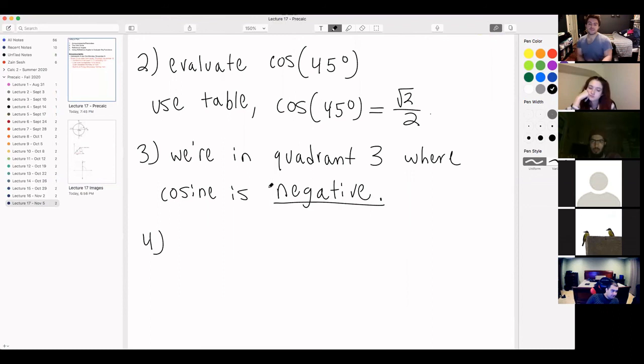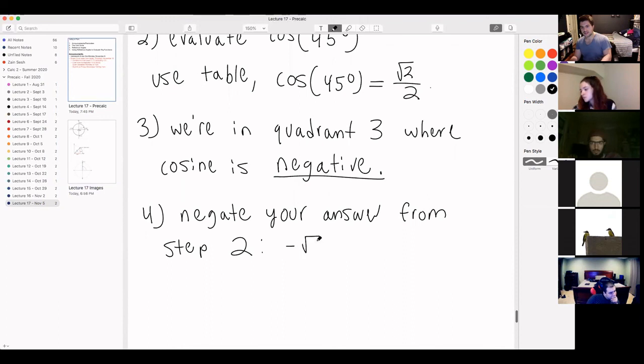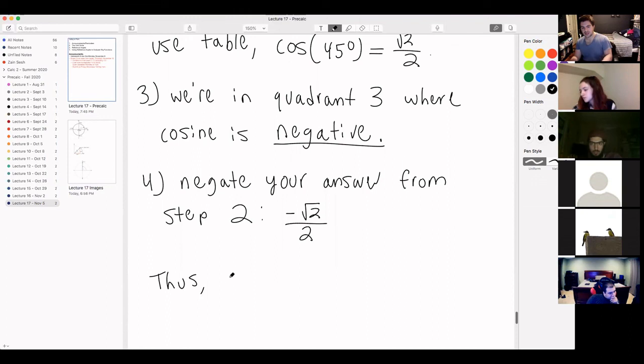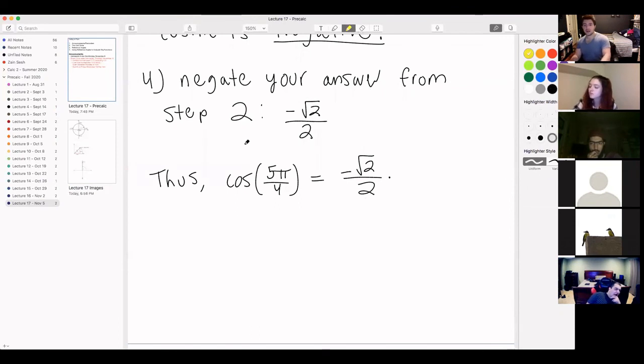Since it's negative, we need to negate our answer from step 2. So negate your answer from step 2. It is negative radical 2 over 2. You're done. Thus, cosine of 5 pi over 4 is exactly that, negative radical 2 over 2. All righty.